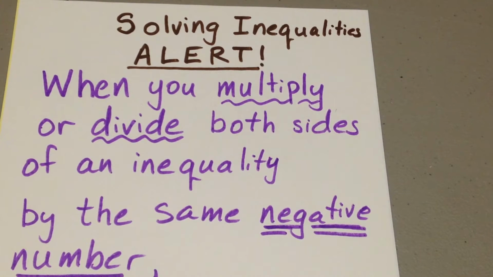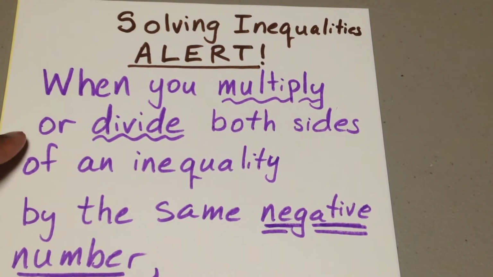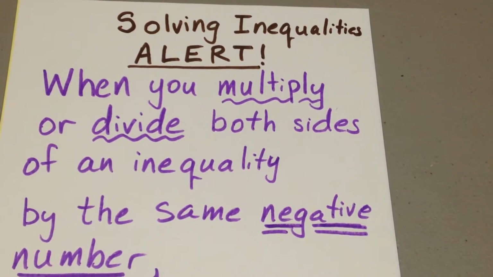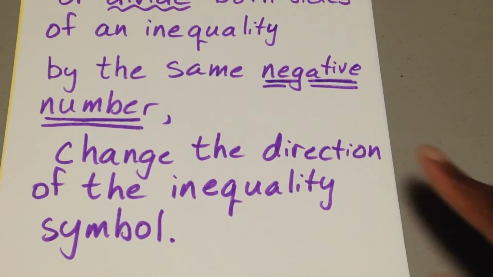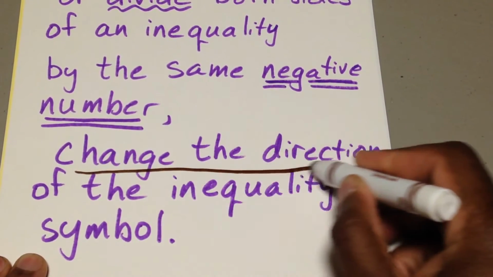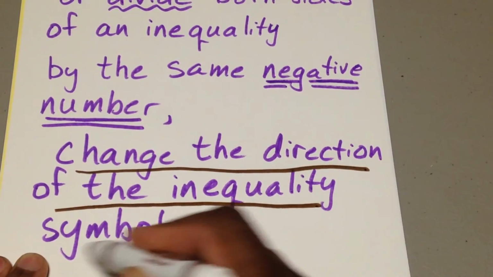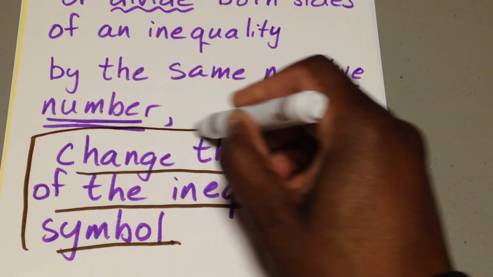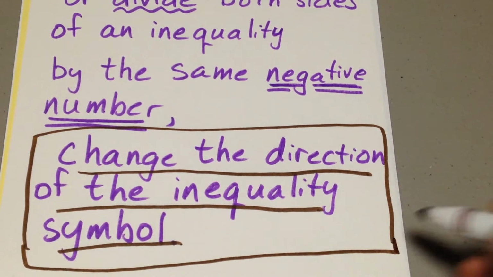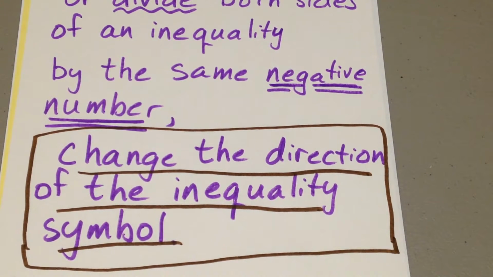Okay, when you are solving inequalities, and this is when you're multiplying and dividing both sides of an inequality by the same negative number, here's what you have to do: change the direction of the inequality symbol. That's right. Change the direction of the inequality symbol. That's very important. Anytime we have to multiply or divide both sides of the inequality by a negative number, we have to change the direction of the inequality symbol.